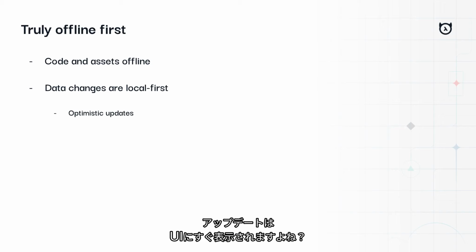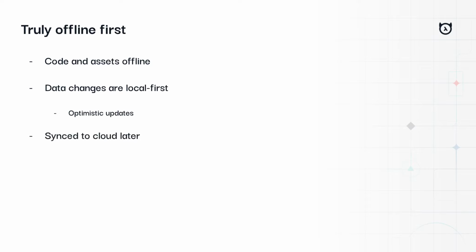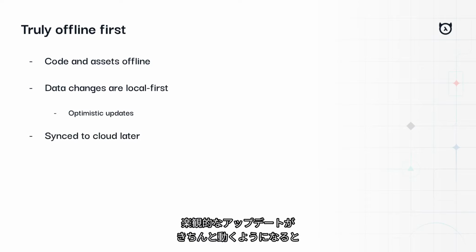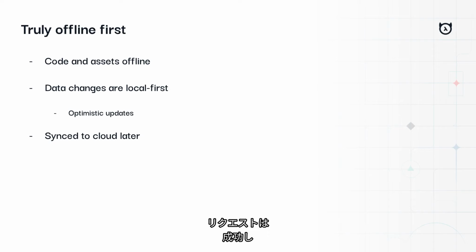Instantly the updates are being shown on the UI, right? And obviously, once the optimistic update is ensured, the user experience is better. Once the request is successful and you get back the response from the server, we can now sync it back to the cloud for whatever offline data that was there previously, right? So the idea is to keep data locally and then sync data to the cloud later, right?